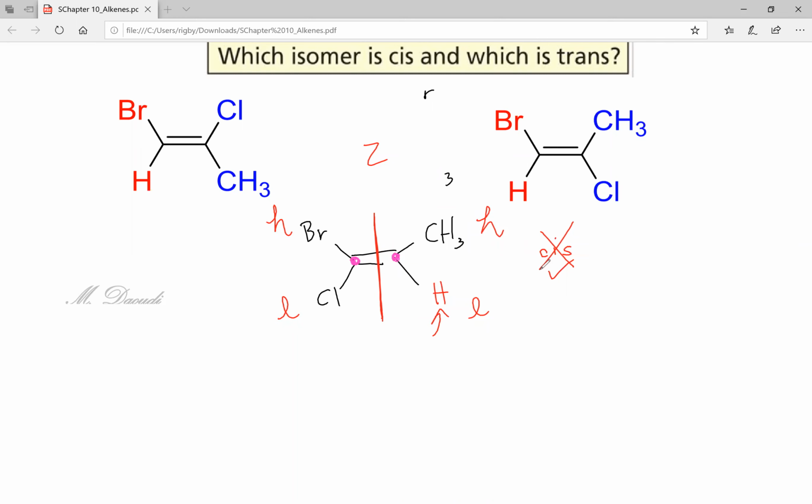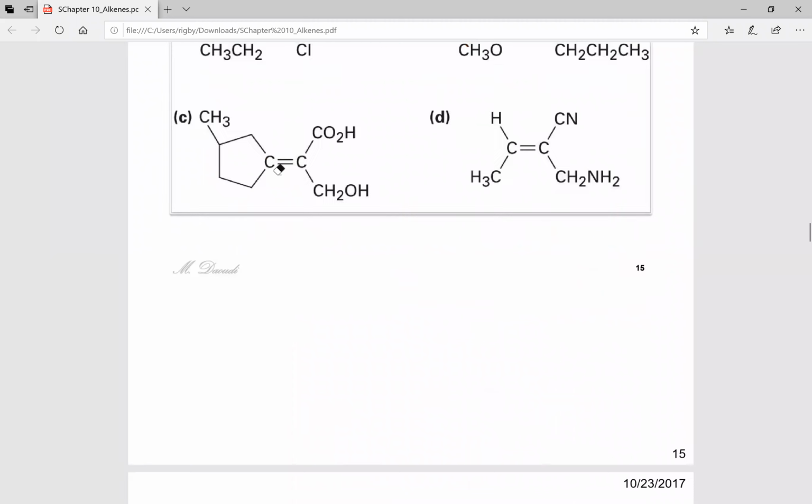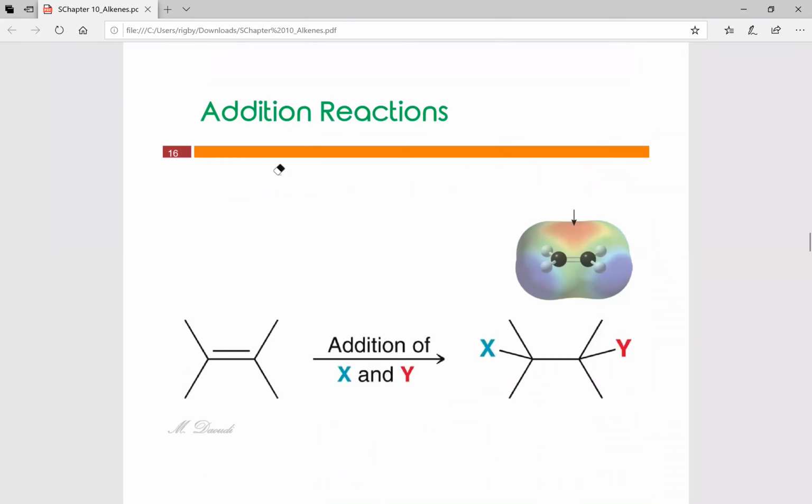Okay, and just to clarify, the same group has to be on either side of the double bond. They can't be on the same side of the double bond. So we can't have like 2 Cl's on this side and say, oh, but we have the same group, so we can use cis or trans. No, we have to have a Cl on one side and then a Cl on the other side. So we have to have 2 of the same group, one on either side of the double bond to do cis or trans.